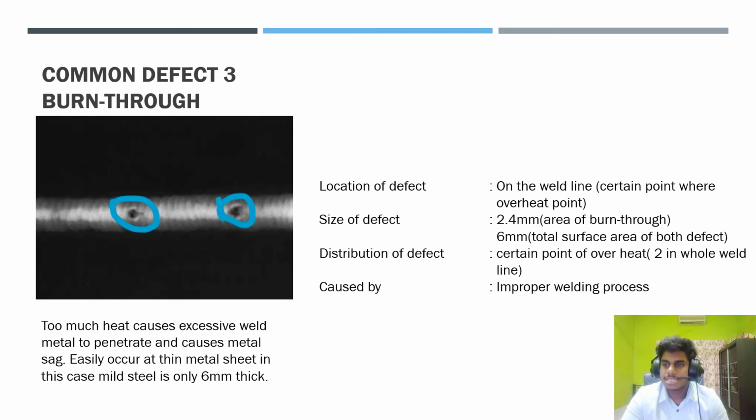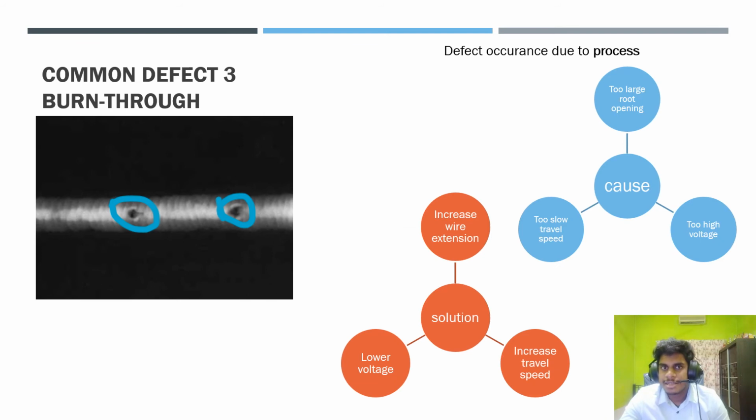The location is at the weld line, but at a certain point of defect, and the size of the defect could be 2.4 millimeter. In this case, it is 2.4, and in total there are only 2 burn throughs, and the total is 6 millimeter. And the distribution of the defect is at the point where there's excessive heat, and in this case there are only 2, caused by an improper welding process, and that means the defect occurrence is due to the process.